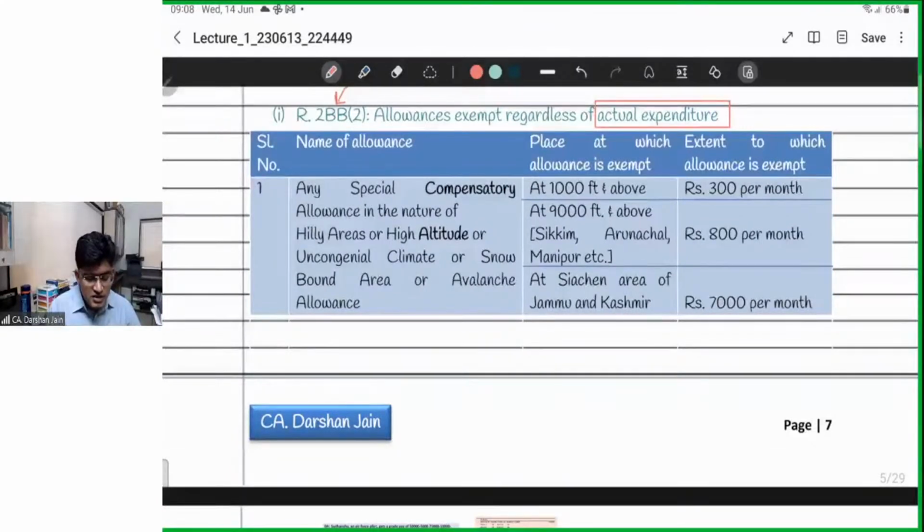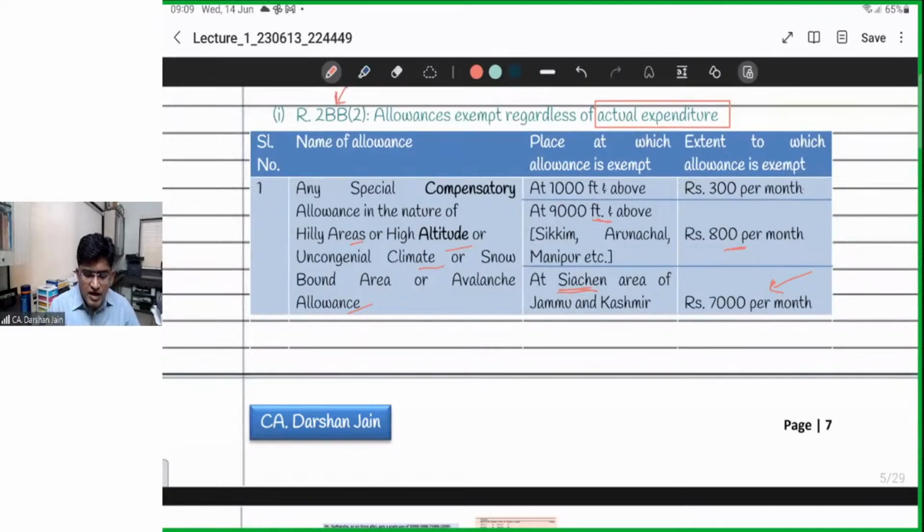Any special compensatory allowance in the nature of hilly area or high altitude, uncongenial climate, or snowbound or avalanche allowance. Look at this, the risk the employee is facing here just because he is posted in a hilly area, a high altitude, uncongenial climate. There is enormous risk and there is enormous cost of staying in such area because you don't have too many resources. If at all you are given allowance to the extent of 300 rupees per month when the altitude is 1,000 feet, 9,000 feet and above, 800 rupees per month. And if at all a particular person is located in Siachen area of Jammu and Kashmir, it is extremely rough weather in Siachen. There you have 7,000 rupees per month of allowance, which is exempt. Now, 7,000 rupees per month is not big enough when you talk of Siachen. It is the most ruthless weather condition that you've got there.